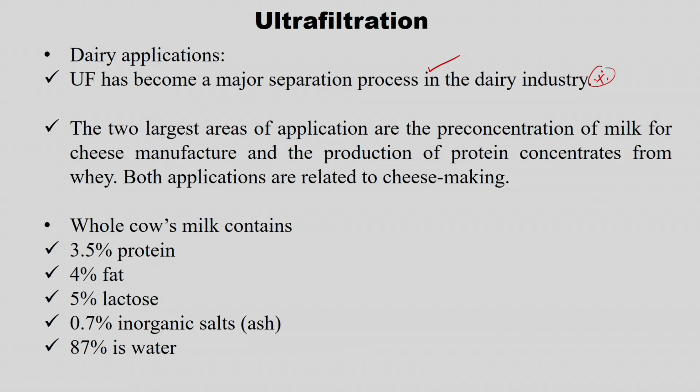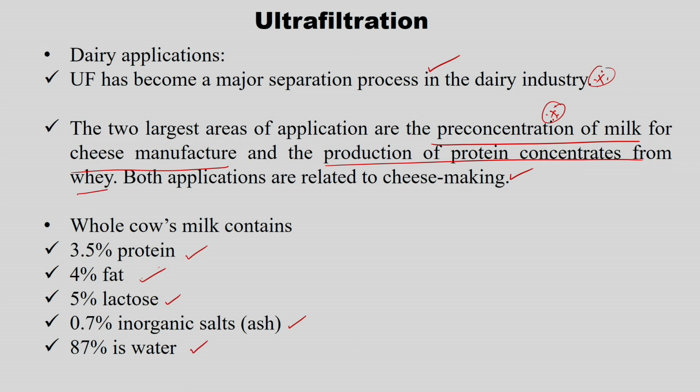The two largest areas of application are the pre-concentration of milk for cheese manufacture as well as the production of protein concentrates from whey. So, these are the two major applications we are going to see for ultrafiltration. Both applications are related to the cheese making process only. So, if we see raw cow milk, I think we have discussed this in aseptic processing as well, I guess, right. The composition is 3.5% protein, 4% fat, 5% lactose, 0.7% inorganic salts and the remaining 87% is water.